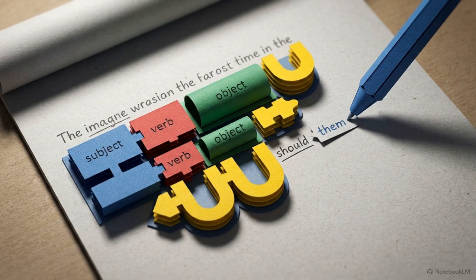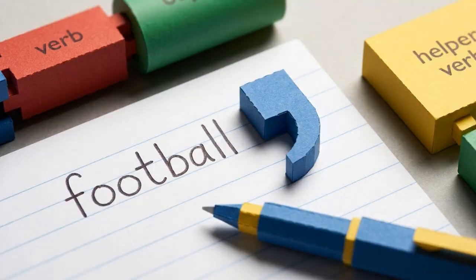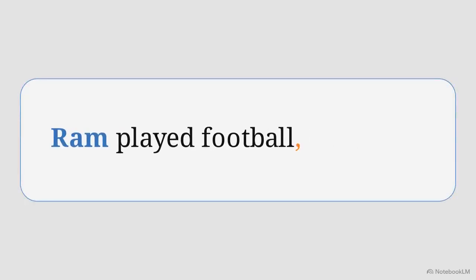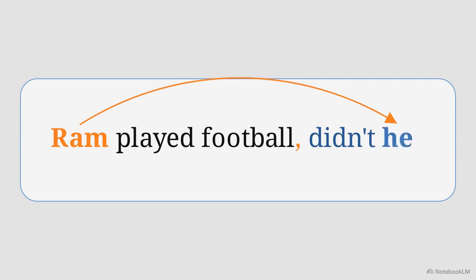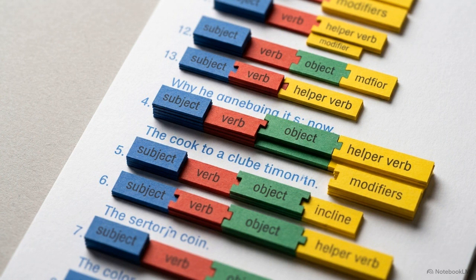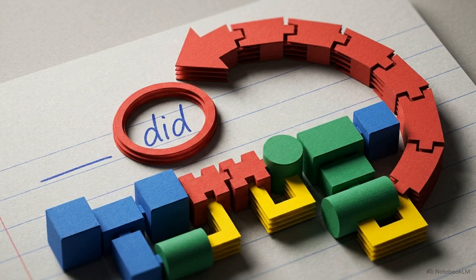This is a different method of interrogation because, instead of rearranging the sentence, we attach a piece to the end of our original structure. Looking at this diagram, we start by adding a comma, then attach the negative tag, didn't, followed by the exact pronoun that matches our subject. Since Ram is male, we use he. Your sentence is, Ram played football, didn't he? Interrogative grammar doesn't require you to invent entirely new sentences from scratch. You only need to know which specific piece to move to the front or back of the line.